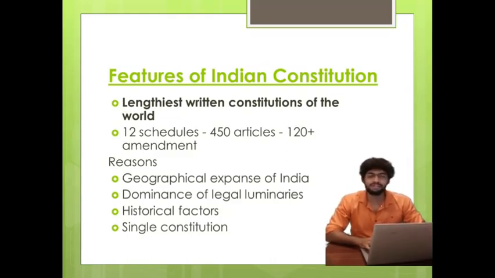There are several reasons why the Indian Constitution is a very lengthy and bulky document. These reasons are as follows: the sheer geographical expanse of India, and the dominance of legal luminaries in the Constituent Assembly. There are several historical factors as well. For example, the Indian Constitution borrows heavily from the Government of India Act of 1935, and this act in itself was a very bulky and lengthy text, and so the Indian Constitution also happens to be a very lengthy document.